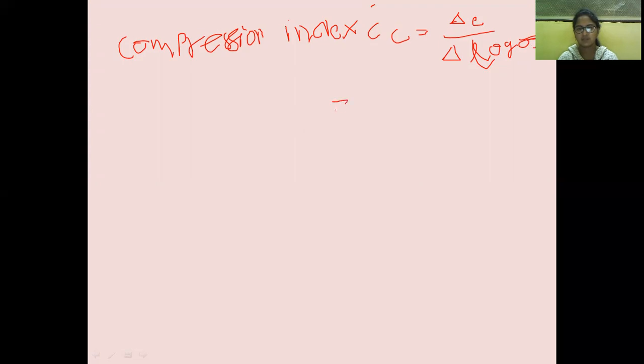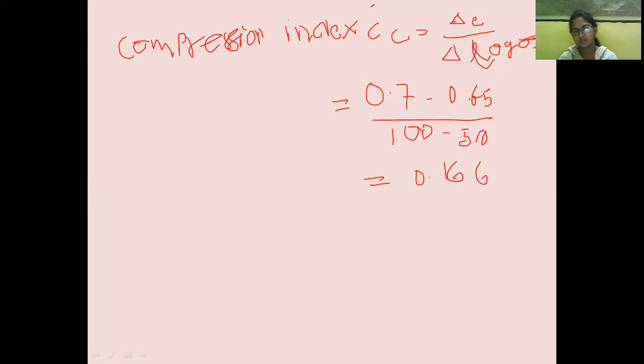That is equal to 0.7 minus 0.65 divided by 100 minus 50, sigma 1 minus sigma 2, the change in effective stress. What's the value for compression index? Anyone please calculate and tell me the answer. 0.166.